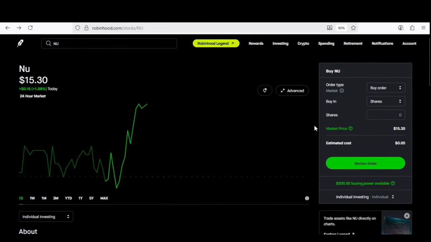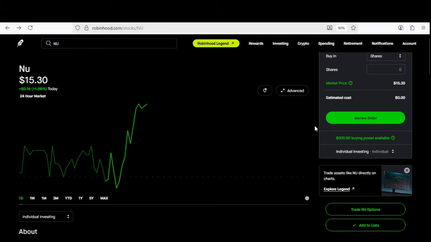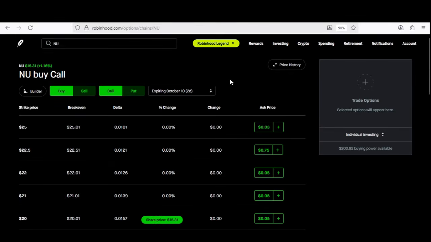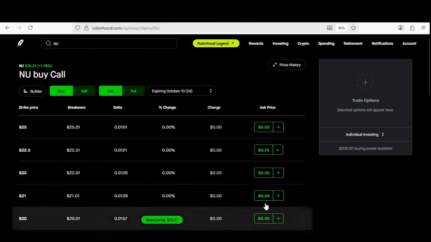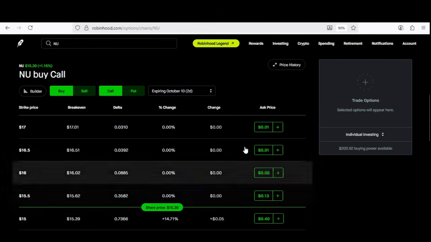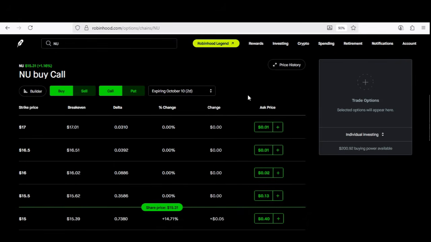So for that, let's go back to Nubank. And then we're going to go ahead and go into the options. So let's go to trade NU options down to the bottom to open up the options chain. Now, this information down here in its entirety is known as the option chain. And what this information does is that it does give us enough information in order for us to make a very informed decision before entering any options contract.